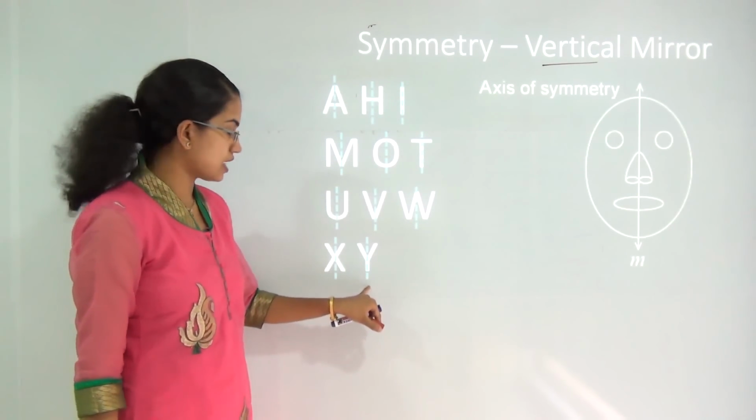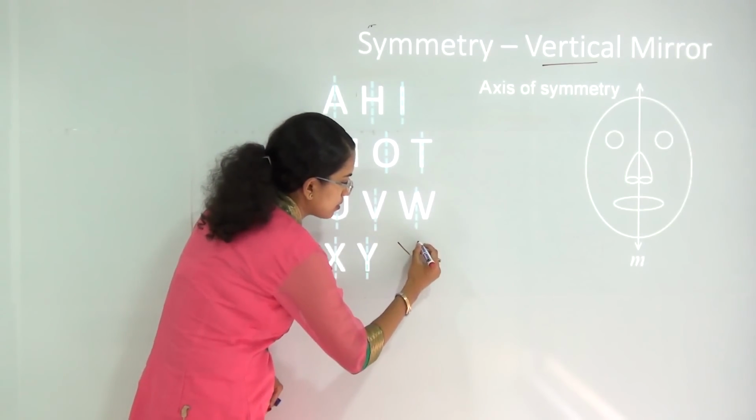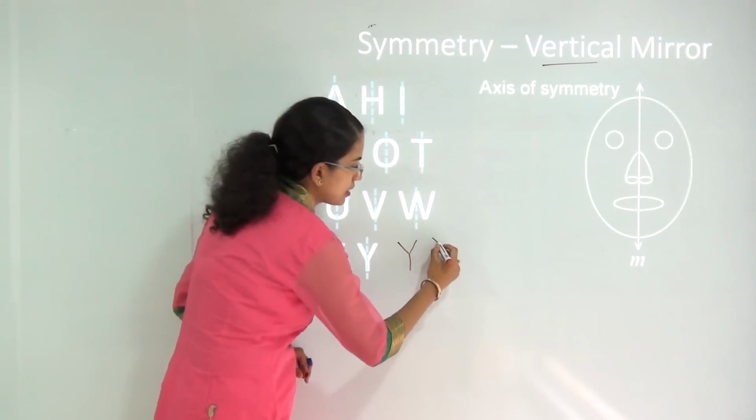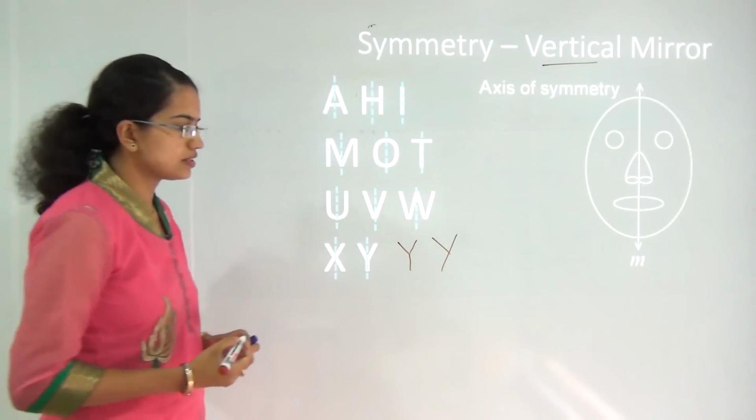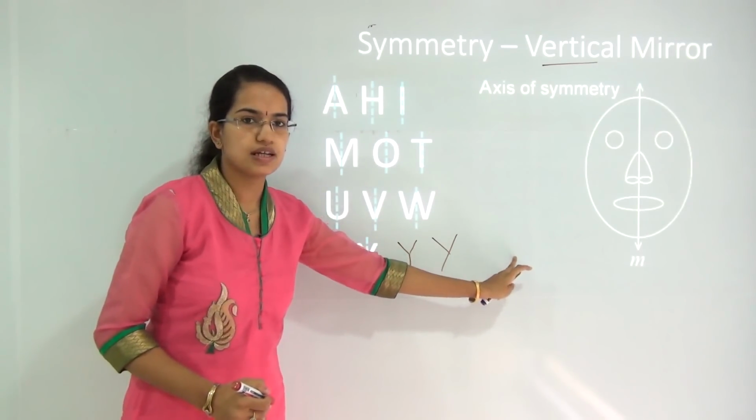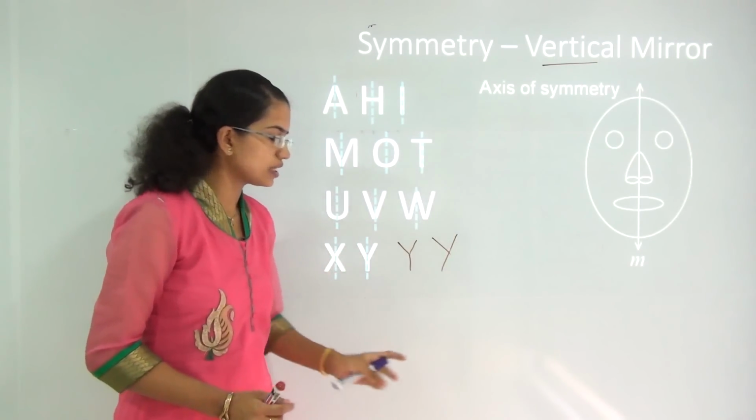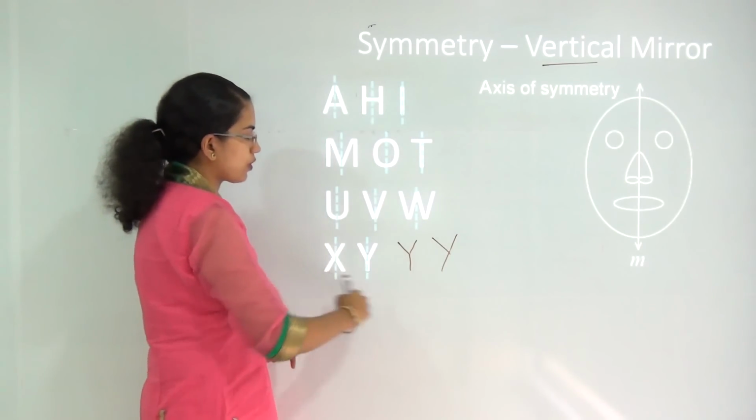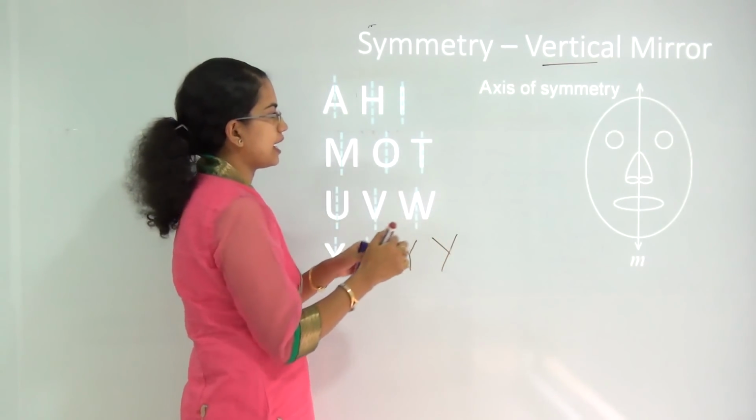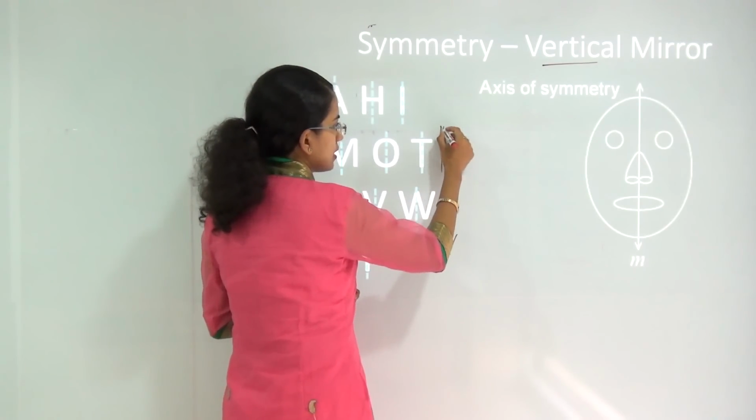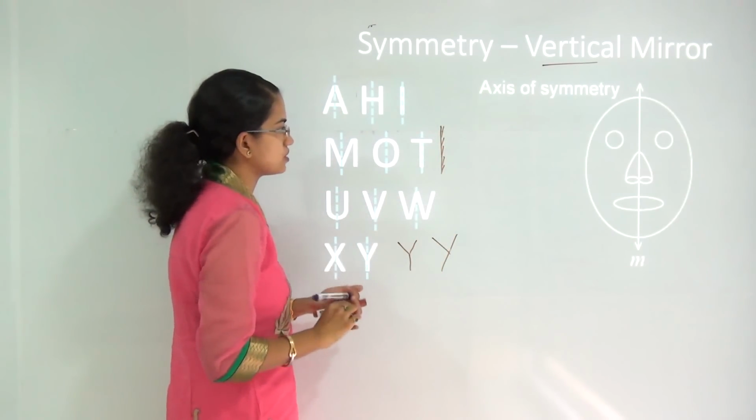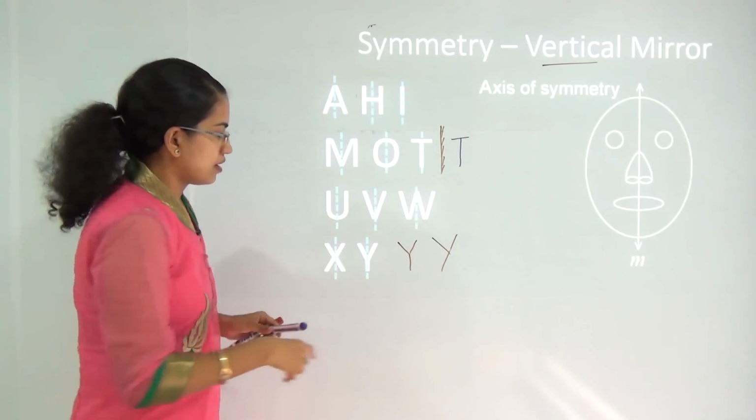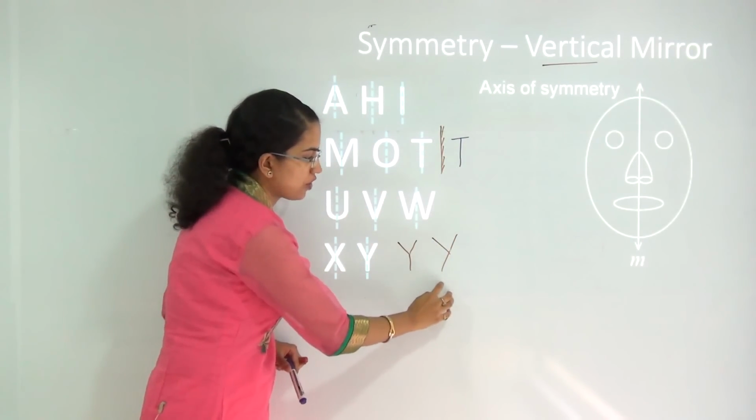Now it's important to understand in case of Y. If I write Y in this fashion, it is symmetrical. But if I write Y in this fashion, it won't be symmetrical along the axis, so the mirror image won't be identical. For all these letters, the mirror image would be identical. So if you have T here, and in the mirror you want to see the image of T, it would again be T. For this Y, this holds true, not for this Y.